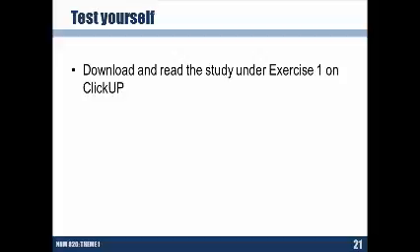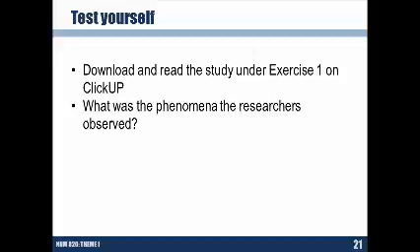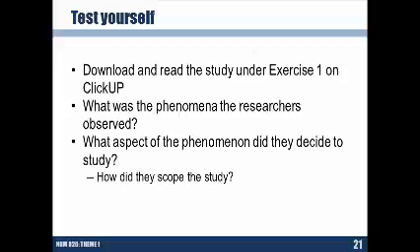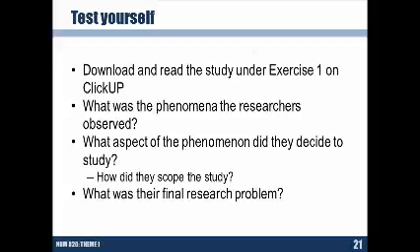Now you can test yourself a little bit about whether you understood what we explained. On ClickUp there is an article. Download it, read it, and then do your exercise, which is to ask yourself, in this article, what was the phenomenon that the researchers observed? What aspects of this phenomenon did they decide to study? So how did they scope the study, and what was their final research problem? We're going to use this particular little paper to illustrate a number of the concepts around research planning and design in the future.